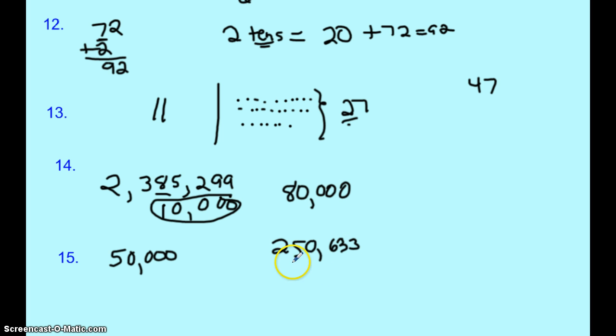So if we look, the 5 is underlined here. So again, we go by our place values: ones, tens, hundreds, thousands, 10,000s. So if we have 5 10,000s, this would equal 50,000. So the first choice there is the correct one.